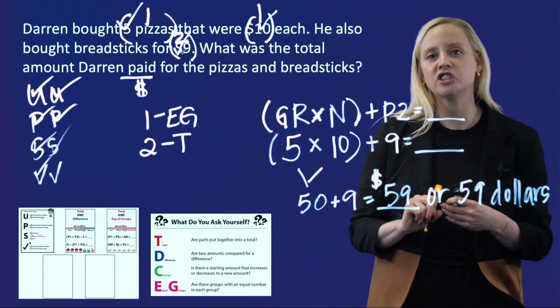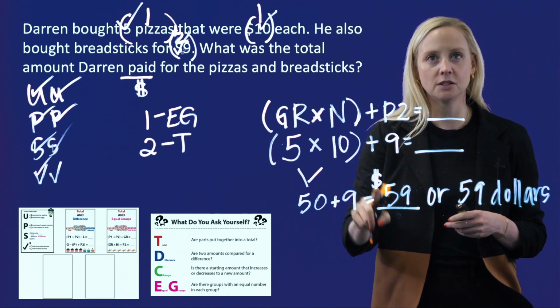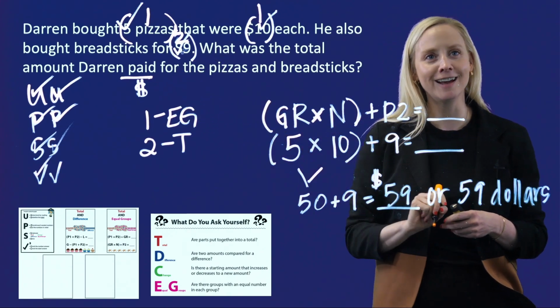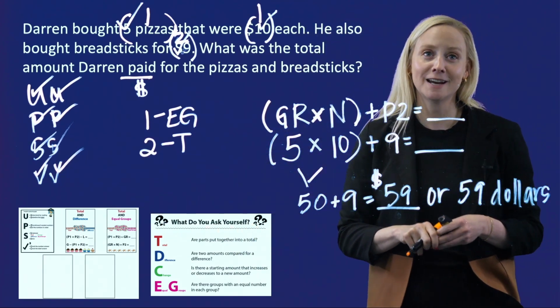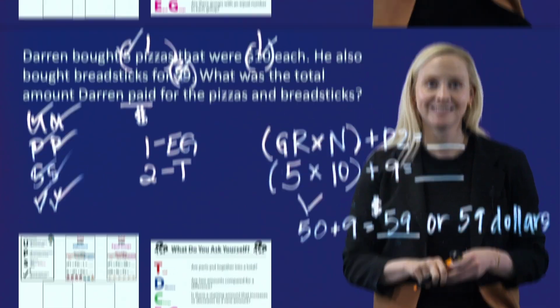I'm going to check off my first check mark. The last thing to do is check my label. Here my label is dollars, and this matches what I underlined, so I'm good to go. Great job solving this multi-step equal groups and total problem.